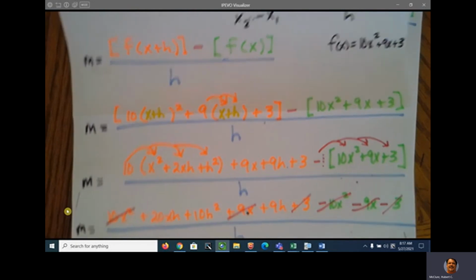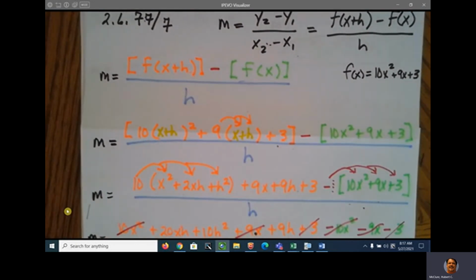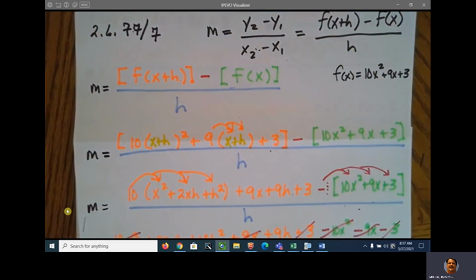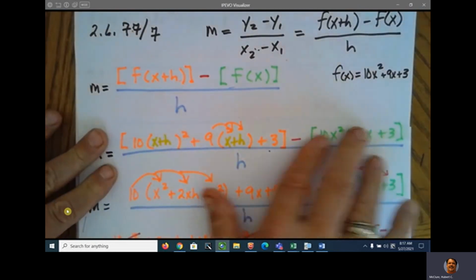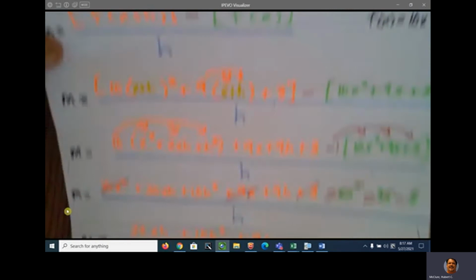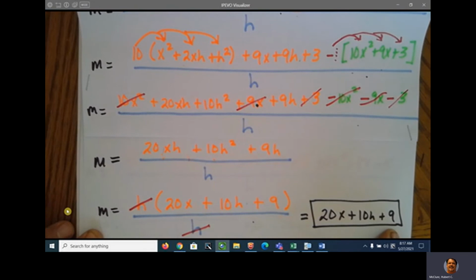Okay, so here is the question. There's the question right there. And I'm going to move it over a little bit so you can see everything. I'm going to leave that there for a second. That's a crease right there. And I'm going to move it up. And your answer is 20x plus 10h plus 9.